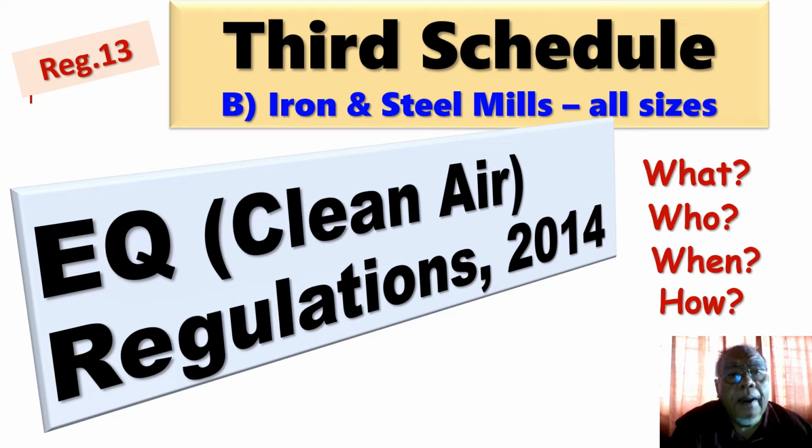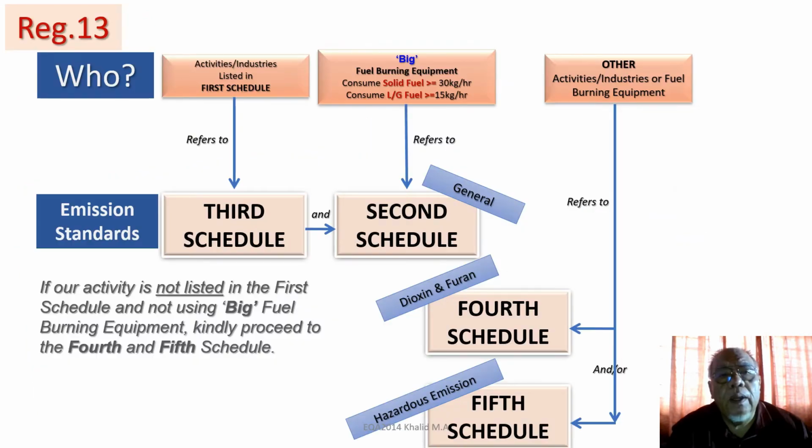Now, I am back for this Environmental Quality Clean Air Regulations 2014. We are going to look into the environmental parameters and their respective emission limits for iron and steel mills of all sizes. We are now looking at activities in the first schedule.